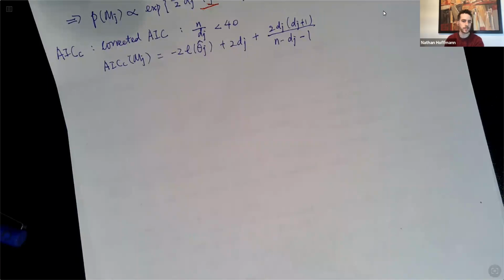Can I ask a question? Yeah, sure. Do we multiply by -2 just to make it more like deviance, or for comparison with deviance? Yes. Okay, and I was also wondering, are AIC and BIC just for comparing nested models?